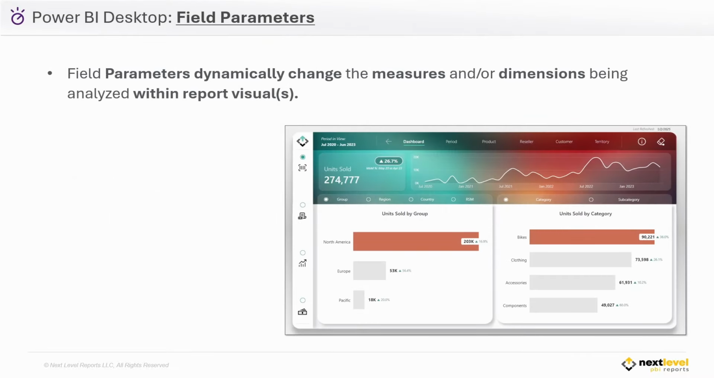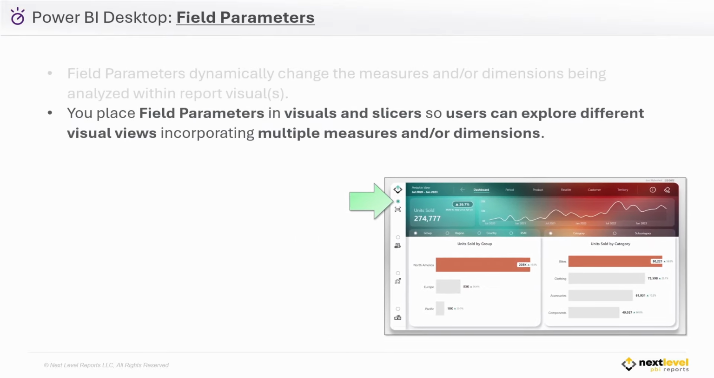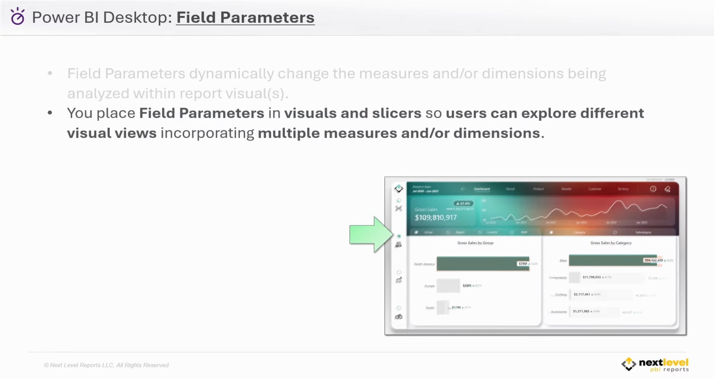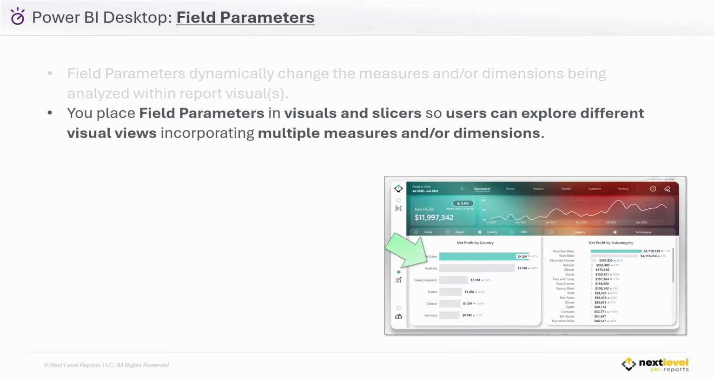Power BI Desktop field parameters allow you to change measures and/or dimensions dynamically, all within the same visuals with just a simple click within a slicer. Once parameters have been created, you place them in visuals as well as slicers so you can toggle between the parameters within the visual.